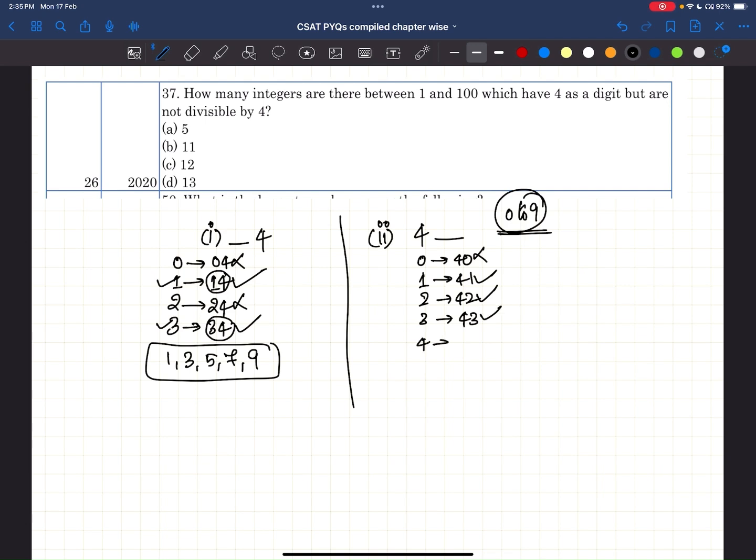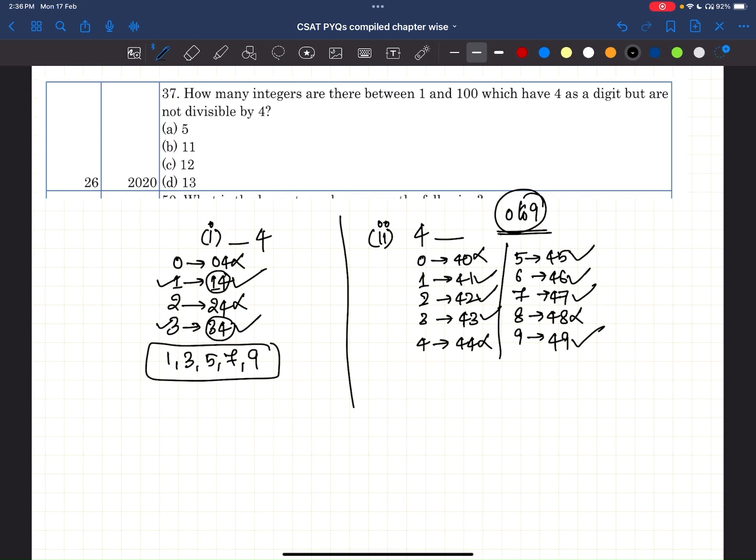Let's see. If you put 4, it becomes 44. Yes, 44 is divisible by 4. So this can't be the possibility. The same, if you put 5, it becomes 45, 6, 46, 7, 47. These three are not divisible by 4. So these can be the possibilities. Now by putting 8, it becomes 48. Yes, this is divisible by 4. So this can't be the possibility. Now if you put 9, it becomes 49. Yes, this is not divisible by 4.